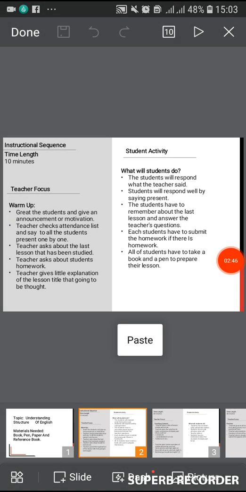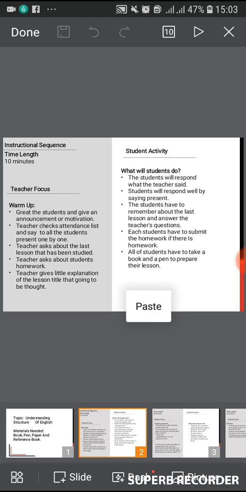All right. For the third, the teacher asks about the last lesson that has been studied. The students have to remember the last lesson and answer the teacher's question. As professional teachers, most teachers always ask about the last lesson before teaching, and the students will remember it. For the fourth, the teacher asks about the students' homework. Each student has to submit the homework if there is any. For the fifth, the teacher gives a little explanation of the lesson title that is going to be taught. All students have to take a book and pen to prepare for their lesson.